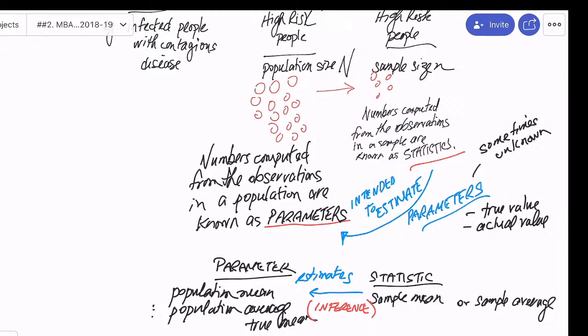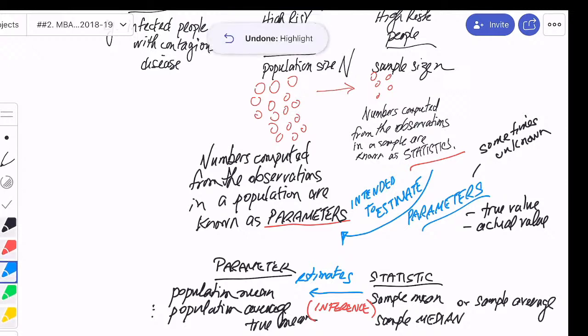Okay, so that says true mean. Someone was saying some other examples of statistics are the sample median. Now nobody says sample median. They just say median, but you've got to be clear about what that is, right? The sample median, again, is meant to estimate the true median.